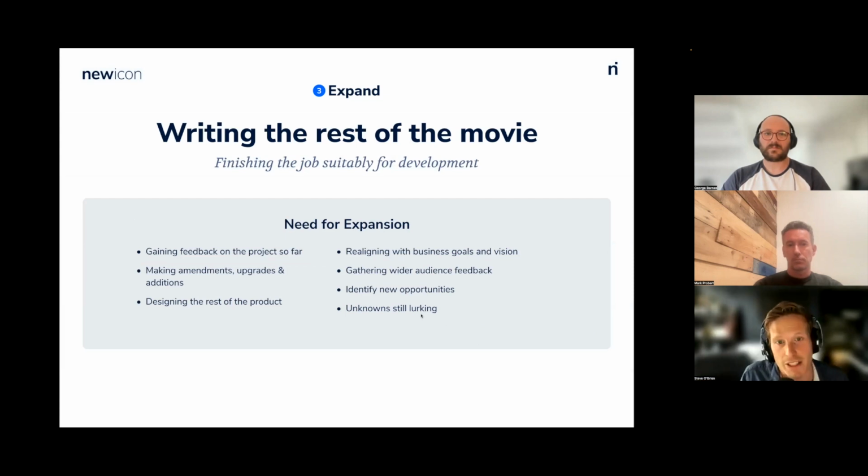And so yes, the expand, we write the rest of the movie, and we want to gain feedback on the project so far. We're making amendments, we're adding, we're fleshing it out, we're designing the rest of the product. And during this phase, you can also identify new opportunities. Quite often when you start doing this, other departments go, oh, I've got something, or you start connecting the dots. And so that's really good. And also we want to flesh out any unknowns or any risky areas of the project fast. And we're delivering working concepts here before they go to development.